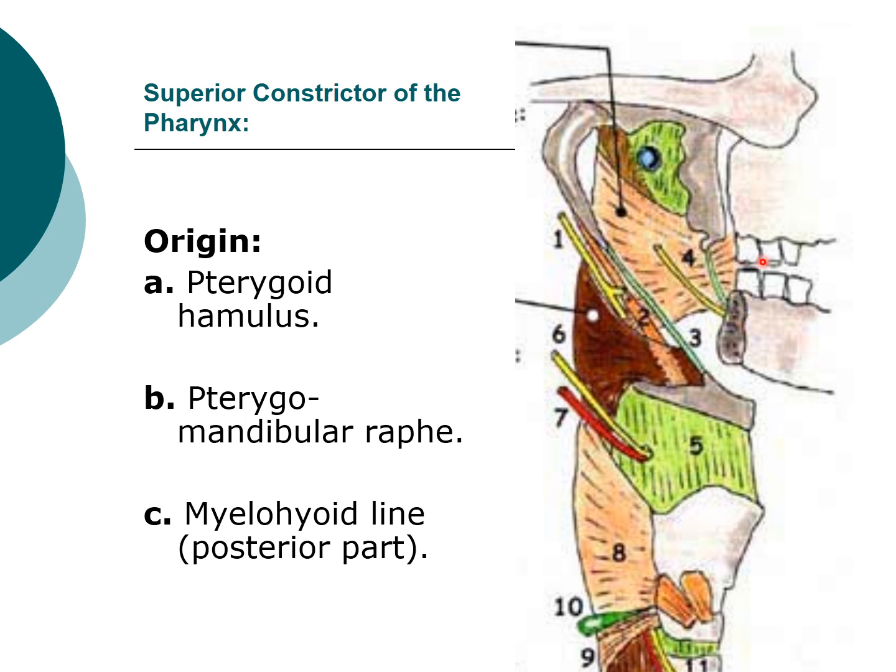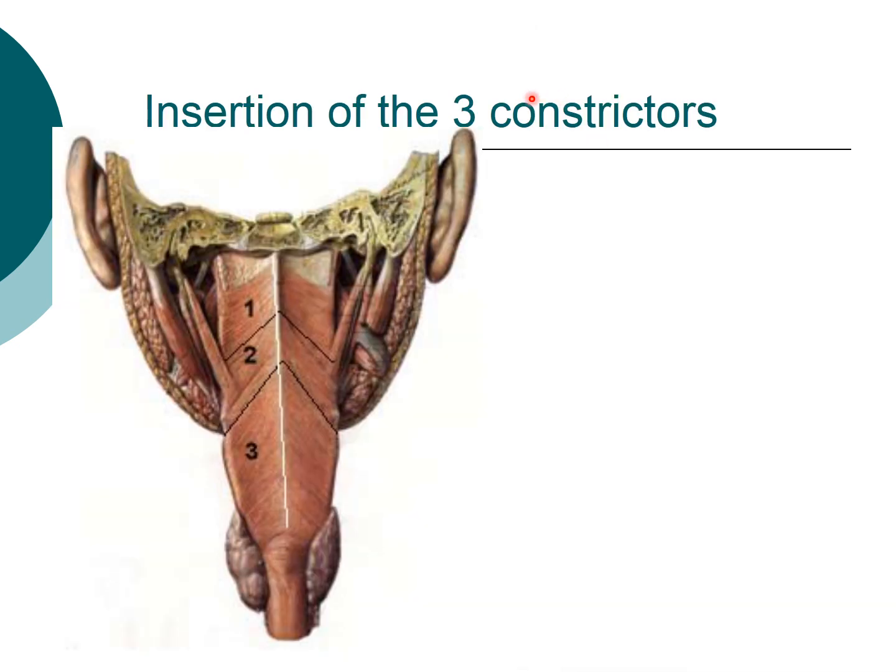This muscle passes backwards, fanning backwards, to be inserted into... this is the superior constrictor. It passes backwards to be inserted into a tubercle coming down from the skull. This is called the pharyngeal tubercle, and into this white fibrous tissue. This is called the pharyngeal raphe.